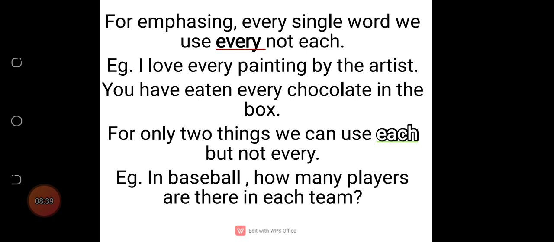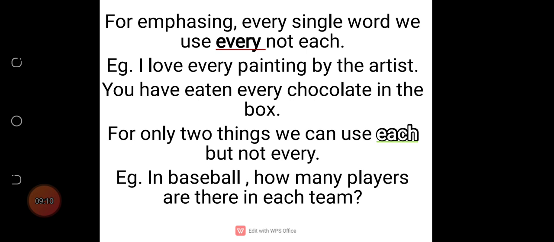I hope that is clear. So when the announcement is made this way, everyone should come to school, we are considering the whole group, and so we are emphasizing the word every. Okay, so for example, I love every painting by the artist. So I'm considering all that the artist has painted. And I love every bit of it.